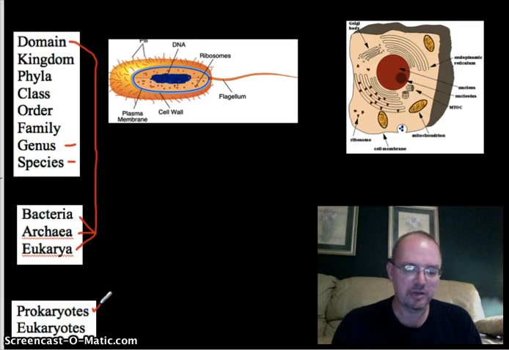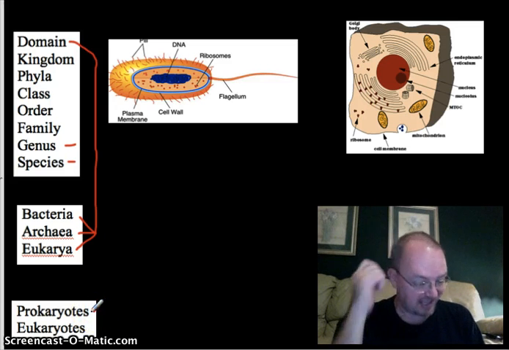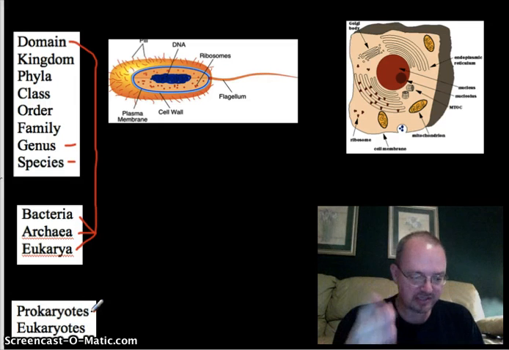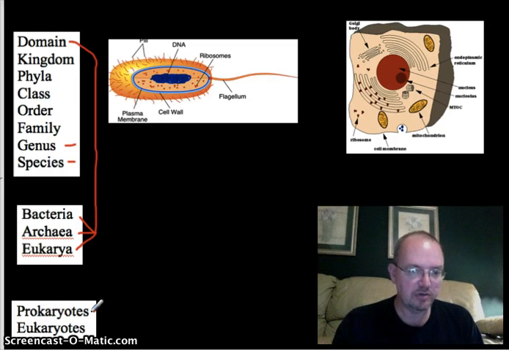But prokaryotes have cells that do not have a nucleus. That's the center of the cell. They do not have a nucleus. And prokaryotes have just that one cell, one unicellular cell that does not have a nucleus. Now, archaea, they're also unicellular prokaryotes, but they have a different structure.